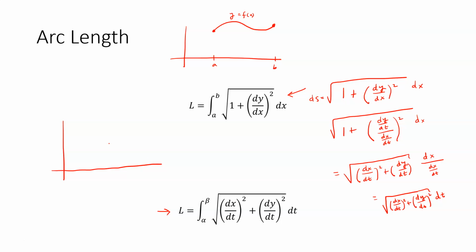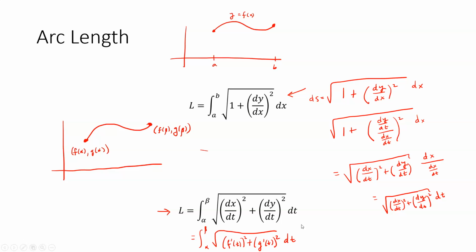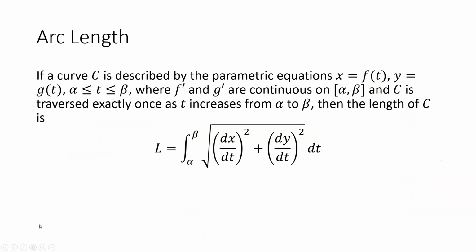So that is, if I have a parametric curve where the endpoints are given by f of alpha, g of alpha, and then f of beta, g of beta, then we're going to integrate from alpha to beta of the square root of dx over dt squared plus dy over dt squared, or here in terms of f and g, it's the square root of f prime of t squared plus g prime of t squared. So there it is.